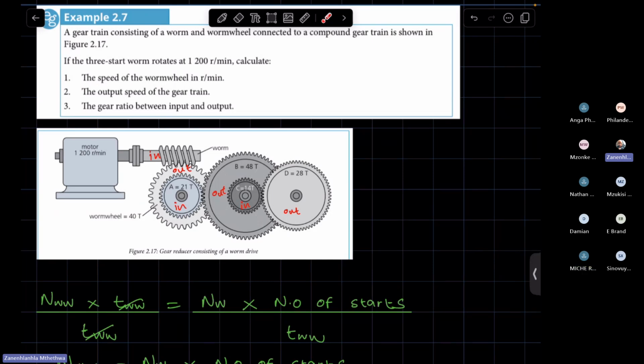So meaning that if this rotates by 1 revolution, you have a 3-start worm. So if this rotates by 1 revolution, it is only going to move by 3 teeth on the worm wheel. So for each revolution, the worm only rotates by 3 number of teeth. Okay, yes, I understand, sir. Any more questions?